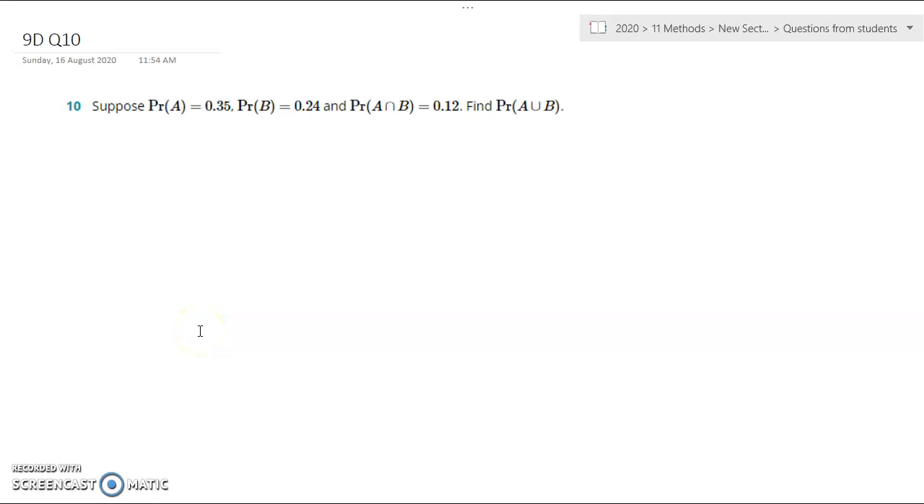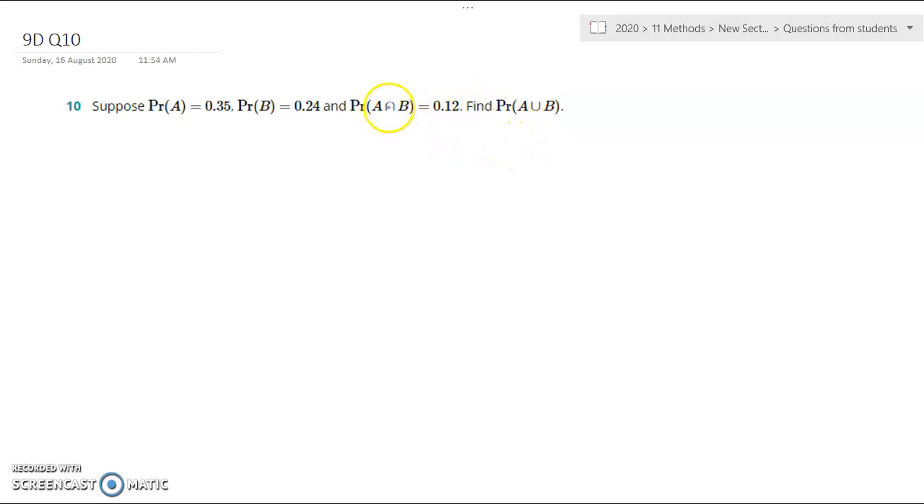All right, here we're looking at question 9D, exercise 9D, question 10. Suppose the probability of A is equal to 0.35, B is equal to 0.24, and the intersection, remember this is the intersection of these two, is 0.12.